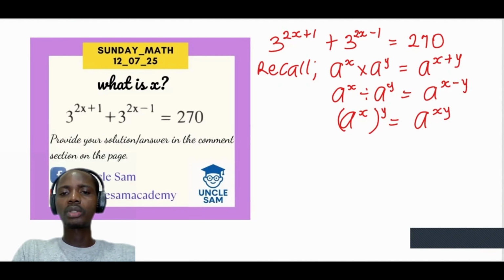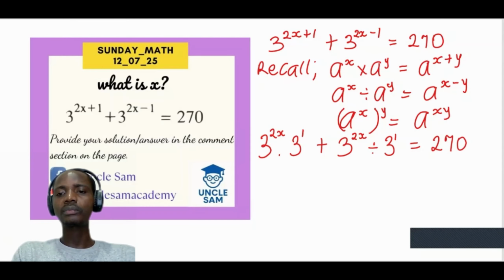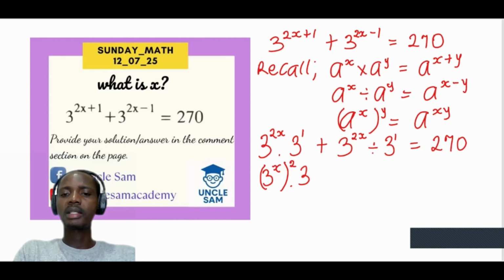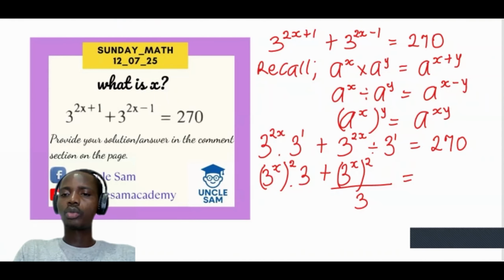3 raised to power 2x plus 1 can be written as 3 raised to power 2x multiplied by 3 raised to power 1, which is the same thing as 3, plus 3 raised to power 2x divided by 3 raised to power 1, which is the same thing as 3, equal to 270. Also, 3 raised to power 2x can be written as 3 raised to power x all raised to power 2. Now, don't forget I'm multiplying it by 3, plus 3 raised to power x all raised to power 2, now divided by 3, I can write this as over 3, equals 270.